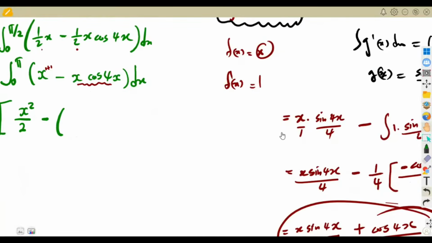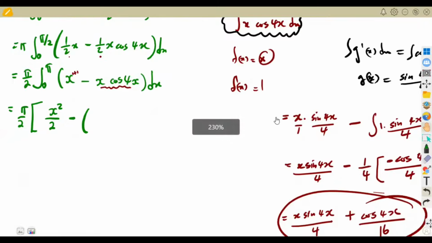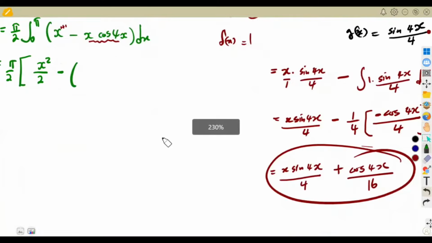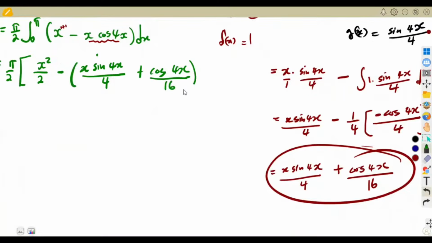And we got this solution here. I'm just going to write the answer that we got. We said it's going to be x sine 4x. So here we are going to have our final solution, which is x sine of 4x everything over 4, plus cos 4x everything over 16, like this.